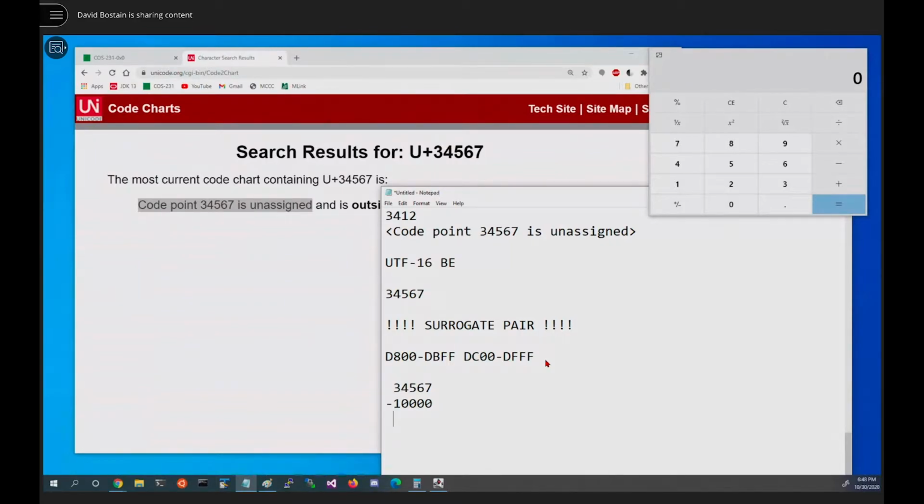So what are we going to do? We're going to subtract what looks like 10,000 from that. We're going to get 2, 4, 5, 6, 7.